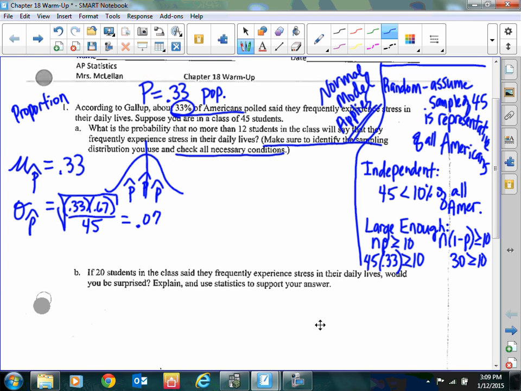The question is saying, what's the probability that no more than 12 students, you need to write that as a proportion. You need to have that as your sample proportion, not number of students, but 12 over 45. And 12 over 45 is 0.267.